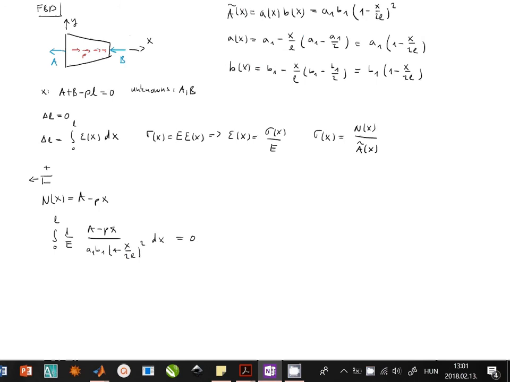So if we look at this equation, we see that A is unknown, P and L are known, and actually we can simplify with parameters E, A1 and B1 because those are constants, those can be brought in front of the integral, and then we can just simply multiply the whole equation with E, A1, B1, and those will disappear from our equation. So finally we will have this integral.